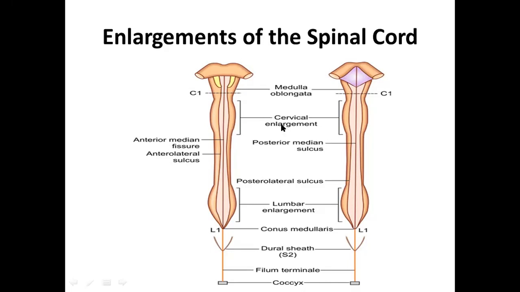So the first spinal cord enlargement occurs here at the region of formation of the nerves of the cervical plexus to supply the upper limb, and this enlargement is called cervical enlargement. The second enlargement here is called lumbosacral enlargement, or lumbar enlargement. This enlargement gives origin to a plexus called the lumbosacral plexus, supplying the lower limb. So the spinal cord has two enlargements: cervical enlargement and lumbar or lumbosacral enlargement.